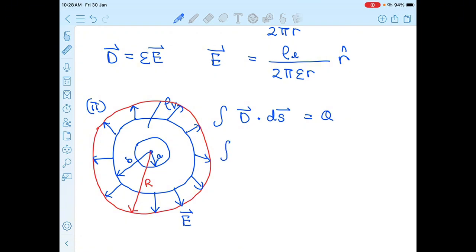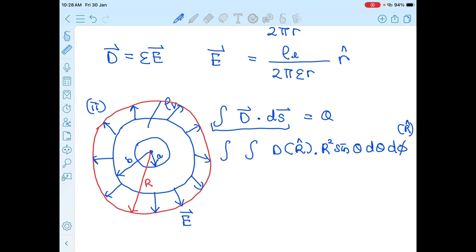Now I'm going to do the left hand side. D is in the R direction, capital R, because the shape is a spherical shell, so I'm using the spherical coordinate system. For dS I also apply the spherical coordinate system, so it is R squared sine theta d theta d phi. The directions can cancel, so theta goes from 0 to pi and phi from 0 to 2 pi. So you are going to get D R squared 4 pi. This is for the left hand side.